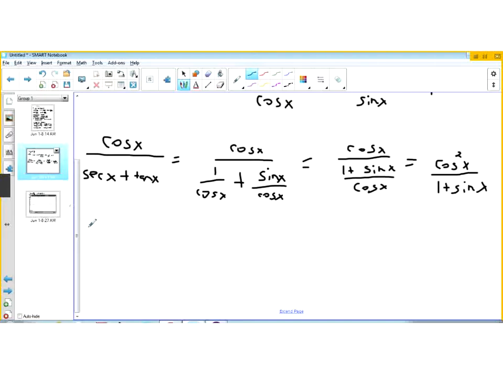and we know cosine squared, we can use a Pythagorean identity and know that cosine squared x is simply 1 minus sine squared x. Okay, now the numerator becomes a difference of two squares. So we can factor the numerator. So I'm going to assume that you know how to factor a difference of two squares.